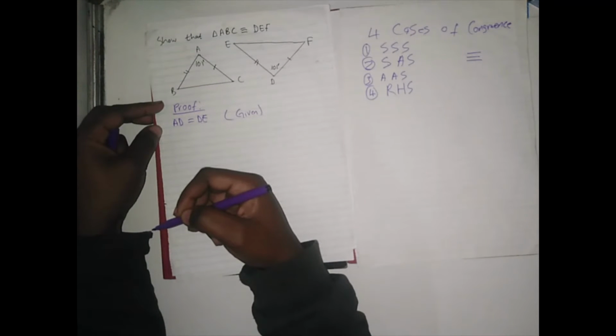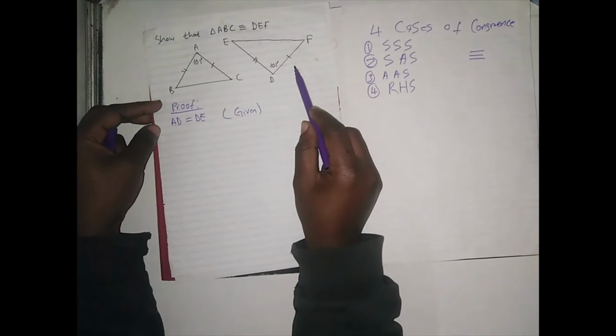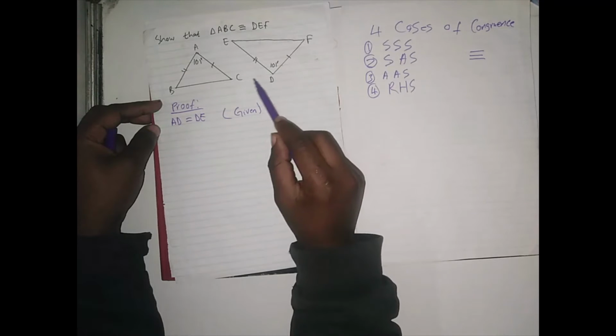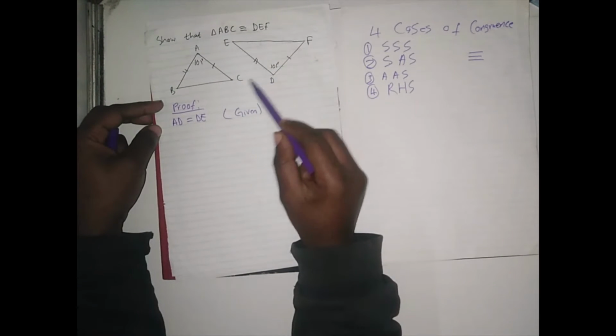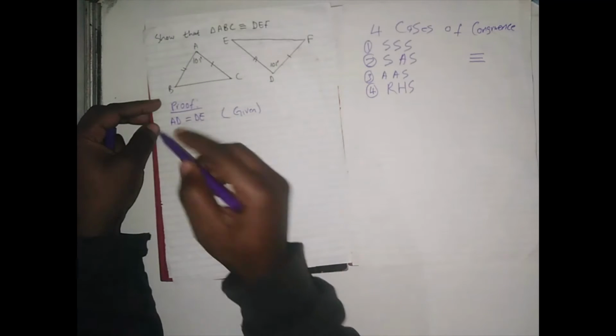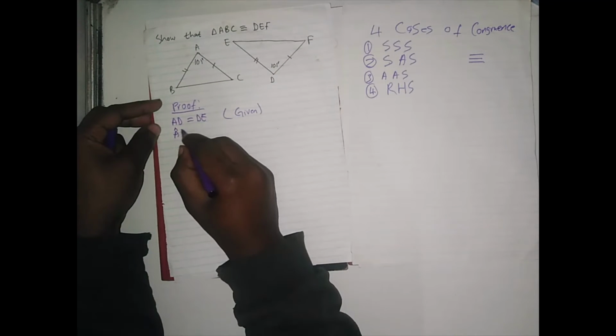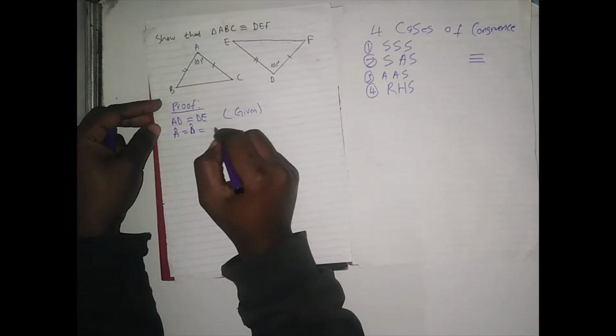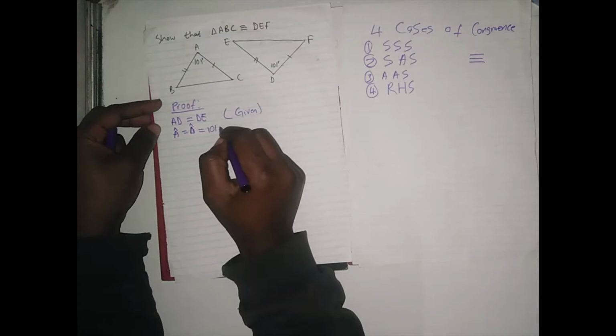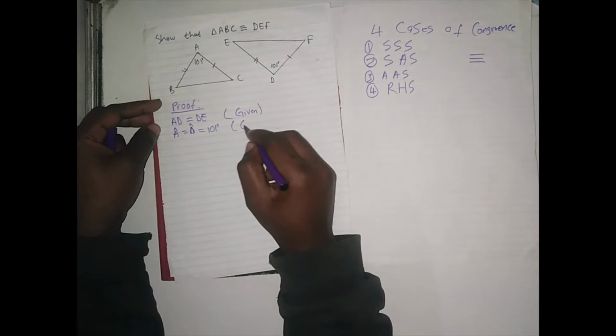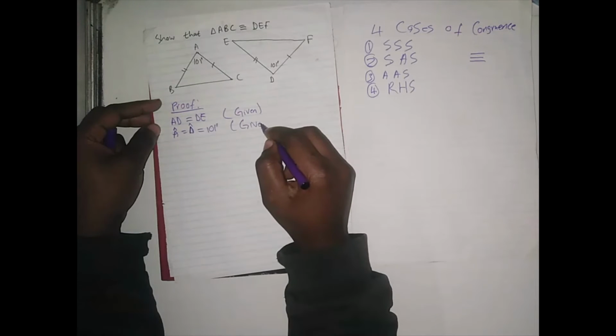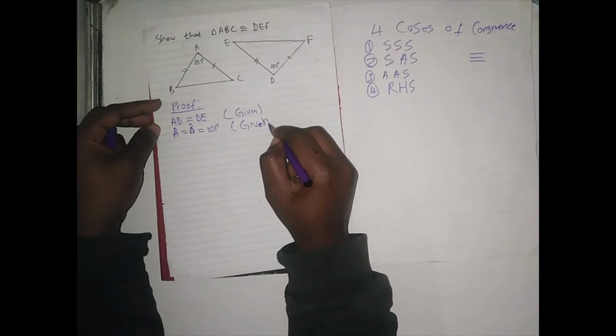Okay, and then when I look as well, I can see there is an angle, and I can see there is a side. I can say side as well, but we don't have a case which is side, side, angle. So we've got side, angle, side, and that is why we follow with an angle. So that is angle A is equal to angle D, and they are both equal to 101 degrees. Okay, and that is also given. We didn't take that from any theorem or anything. It was just given to us.